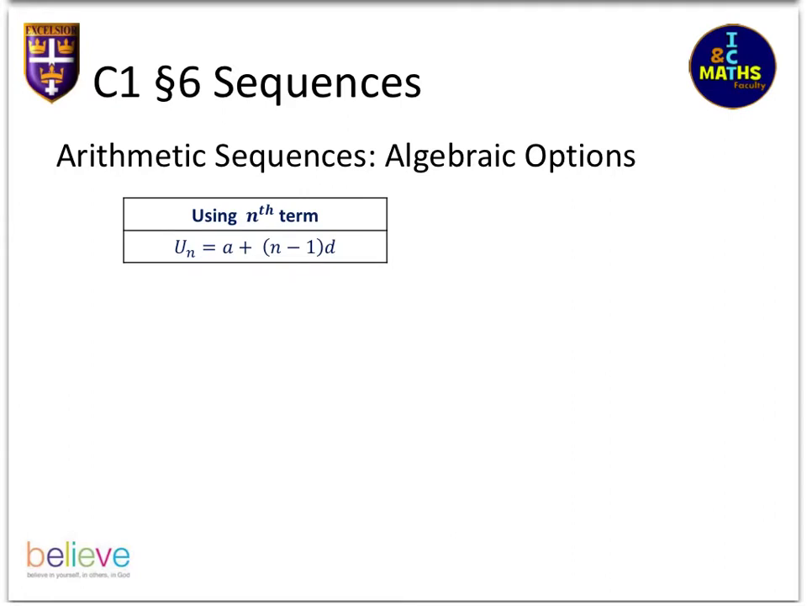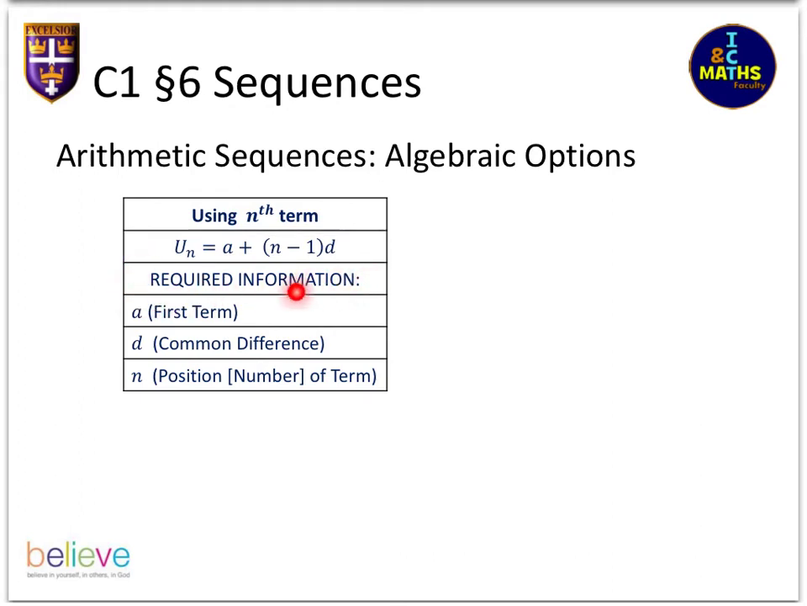Okay, we've got some algebraic options for describing them. First of all, we've got this one with the nth term. Just to make sure you're familiar with this, un is the nth term, and we've got these items here: a, n, and d, and it's really important that you know what they are.